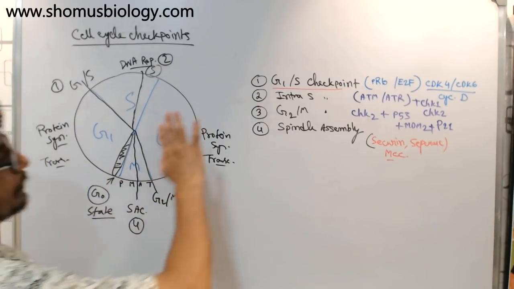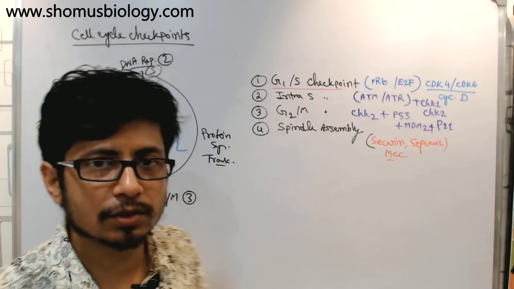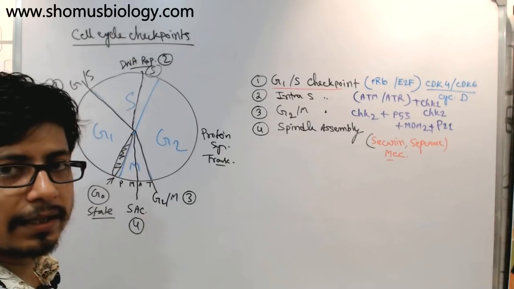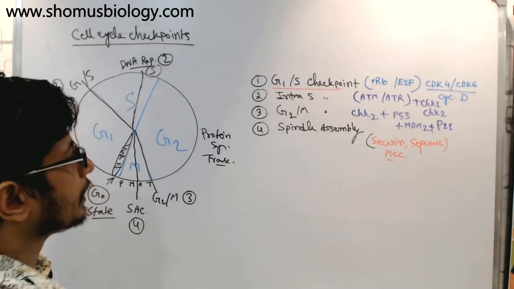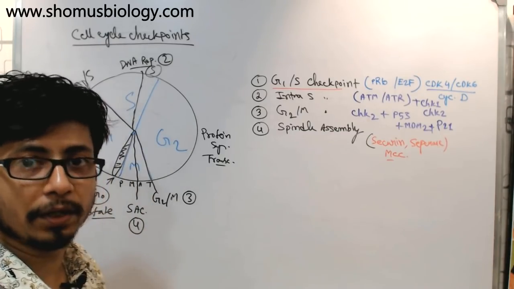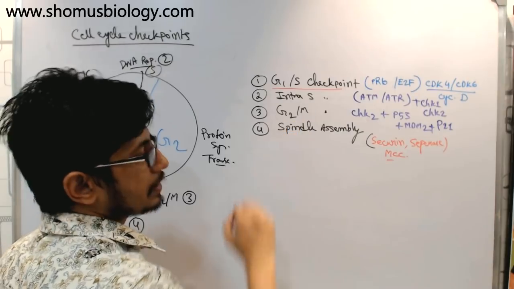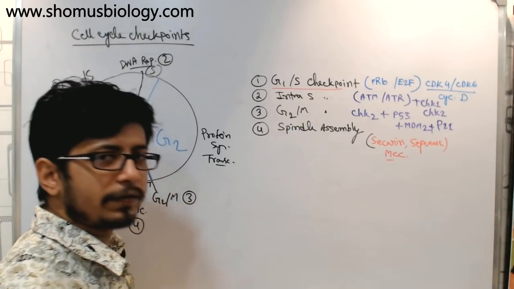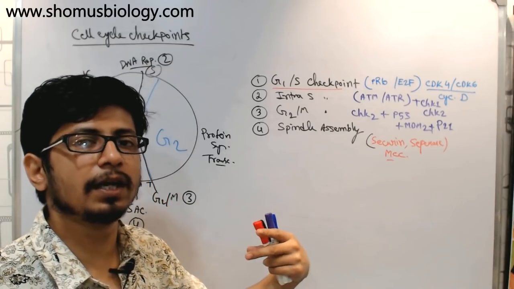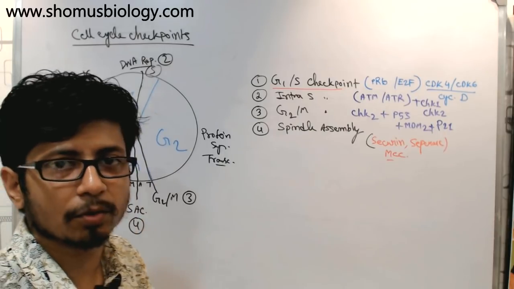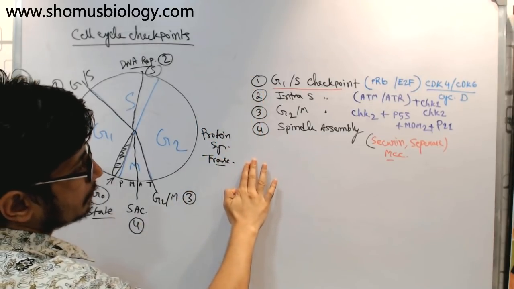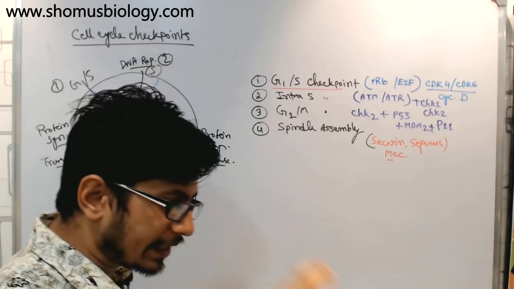So these are the different checkpoints, and as I said, the checkpoints have a job: in very simple terms, they check for things. G1/S will check whether the proteins required for DNA replication are ready. Intra-S will check whether the DNA replication is going on properly or not. The G2/M checkpoint will check whether the DNA is doubled properly or not. Then the spindle assembly checkpoint will check whether the tension of the microtubules coming in from the opposite poles to the kinetochore is properly maintained or not. And if they find any mistakes, they will stop the cell cycle then and there.